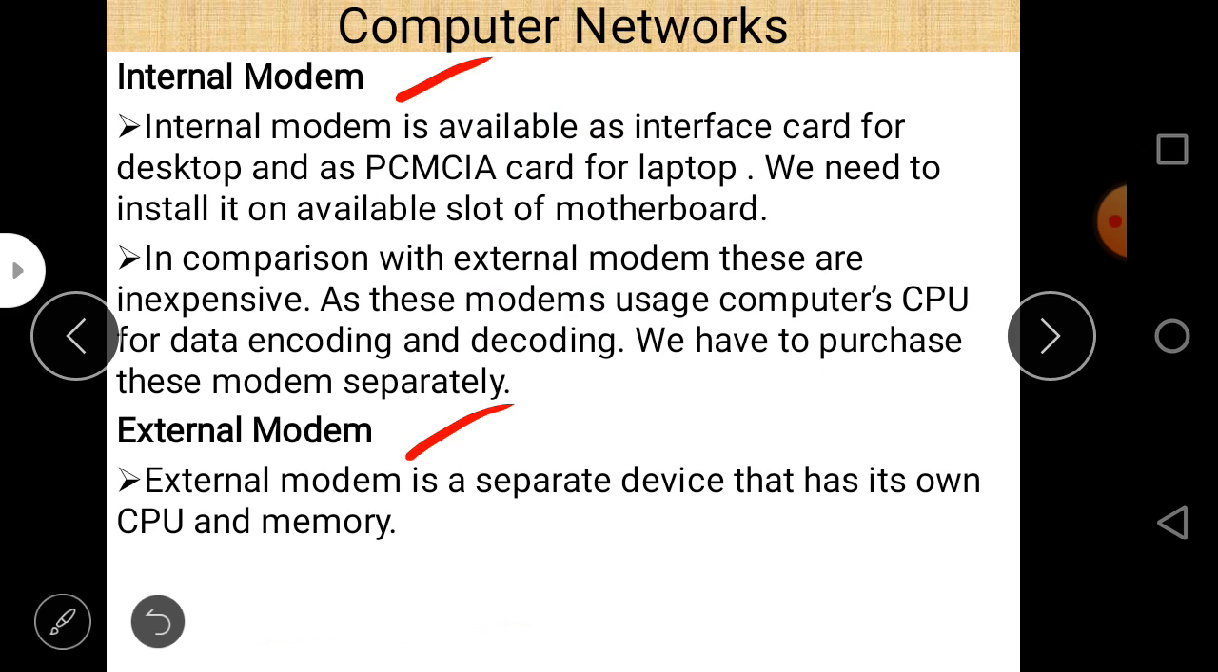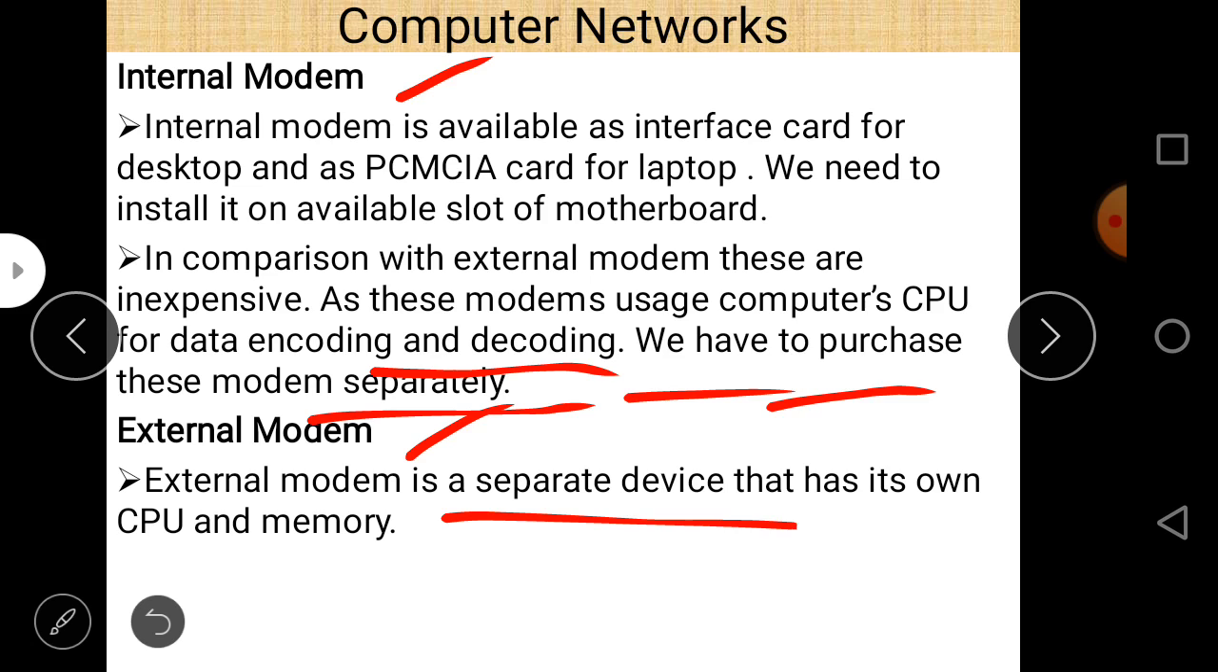In comparison with external modem, these are inexpensive, as these modems use the computer CPU for data encoding and decoding. We have to purchase these modems separately. An external modem is a separate device that has its own CPU and memory. So there are two types of modem: internal modem and external modem.